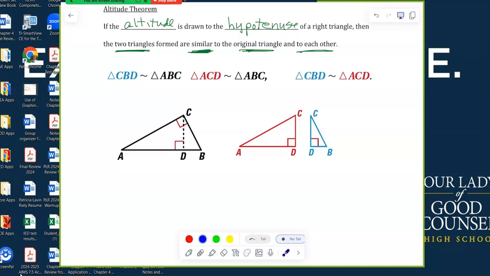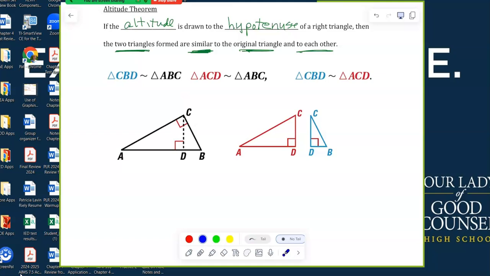If you drop an altitude and it's drawn to the hypotenuse of the original triangle, so that means you have to do it from here, right? What happens? Well, this triangle that's formed and this triangle that's formed are similar, and guess what? The entire big triangle is also similar to each of the little ones that were made. And they changed the orientation here so you can kind of see it a little differently. So we're going to play around with this. This is going to be a very, very important concept for us.